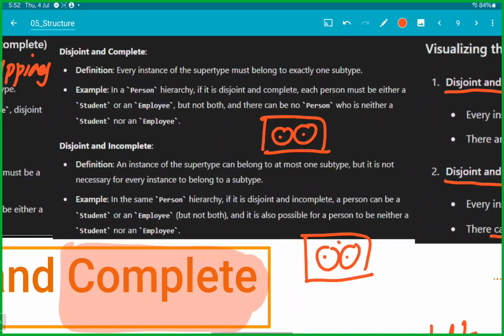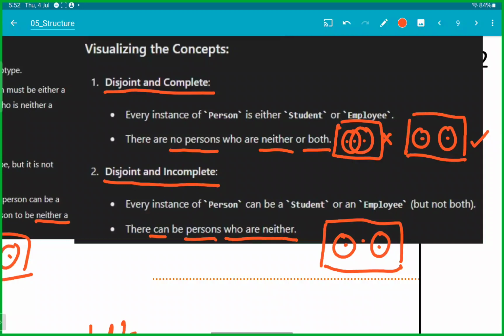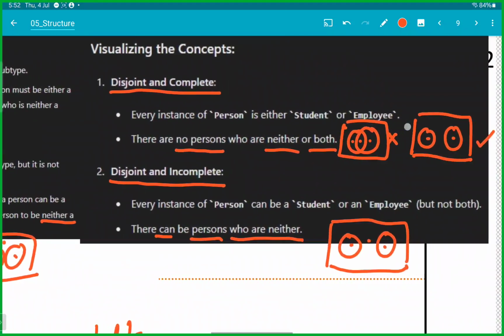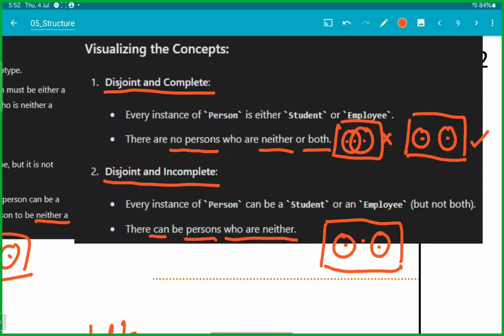The example is the same person. If it's disjoint and incomplete, okay, let's read it together. A person can either be a student or an employee, but never both. Therefore, we do not have an overlapping. And it's also possible for a person to be neither a student nor employee, so they're on the outside. So they belong to neither of these groups. So that is disjoint and complete and disjoint and incomplete. So that's exactly what I just said.